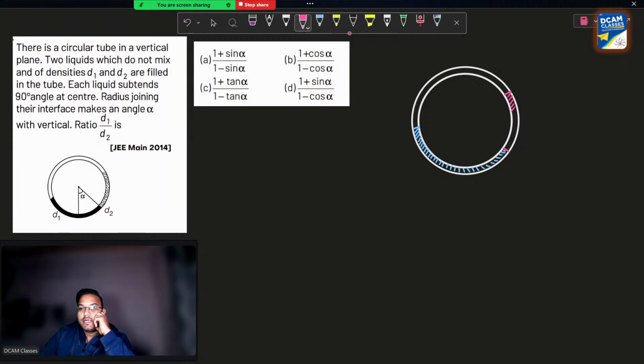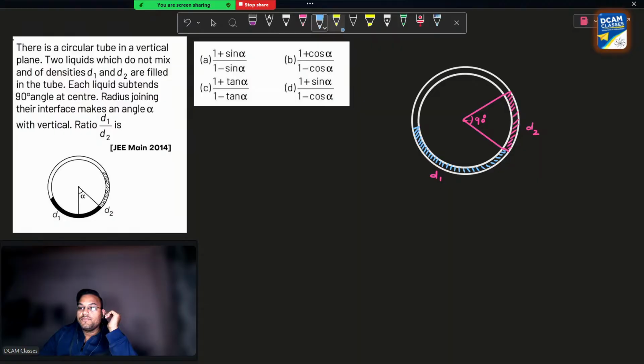Haripriya, are you getting the idea? Diva, how to solve this? You have to break it into components. No need to break into components. See, there are two liquids whose density, one is D1, this is D2. They have given each liquid subtends an angle of 90 degree. That means the total angle, this is 90 degree.